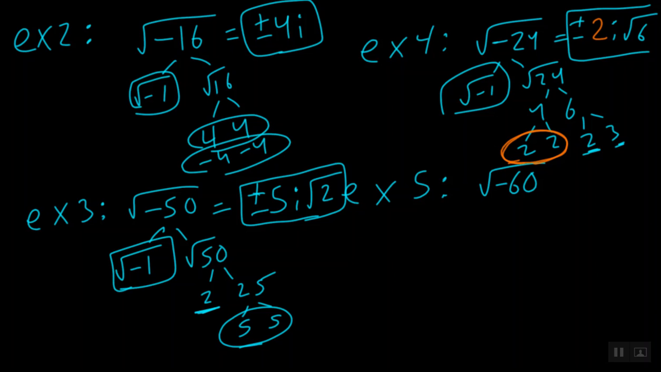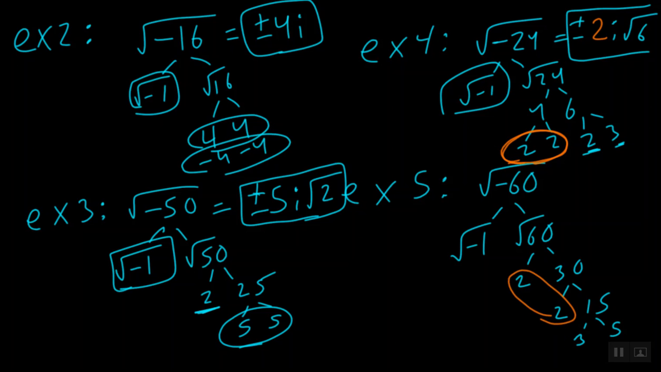Okay, let's try our final one for this little page here. We have the square root of negative 60. Alright, that breaks down to the square root of negative 1 and the square root of positive 60. 60 breaks down into 2 and 30, and 30 breaks down into 2 and 15. Now remember, 15 also breaks down into 3 and 5. And when I look at this, I see that my only pair is this pair of 2's.